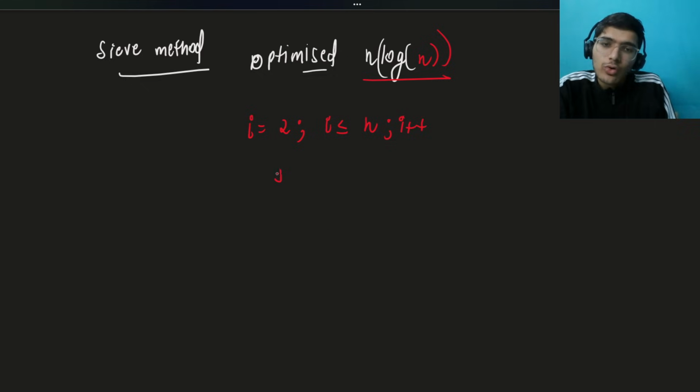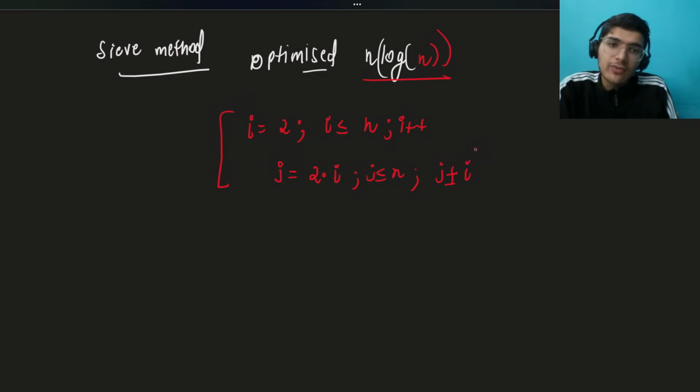And then what you're gonna do? You're gonna start a loop from j equals 2 into i, with j less than or equal to n, and you're gonna do j plus equals i. This is the time complexity of the solution. If you try to form it mathematically, this will turn out to be n log n. Now, how does that work?